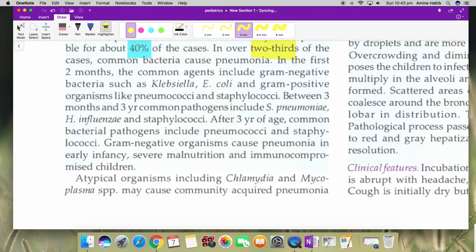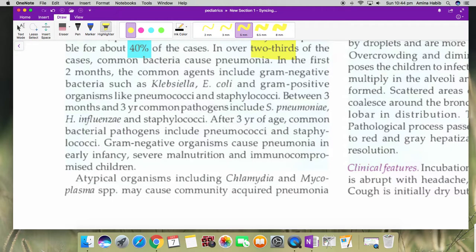If the child is very young, less than 2 months of age, the causative agents are most commonly gram negative, for example Klebsiella and E. coli, and certain gram positive ones such as pneumococci, that is Streptococcus pneumoniae, and Staphylococcus. Gram negative is written first because it's more important, and also some gram positive, for example strep pneumoniae and staph.